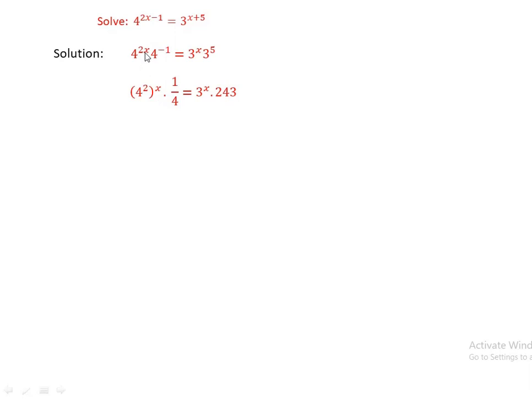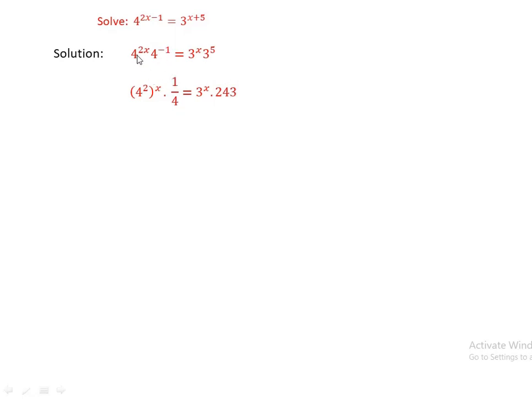So 4 to the power of 2x times 4 to the power of minus 1 is equal to 3 to the power of x times 3 to the power of 5, which can be expressed as 4 to the power of 2 to the power of x times 1 over 4, since 4 to the power of minus 1 is 1 over 4, is equal to 3 to the power of x times 243. 243 is 3 to the power of 5.